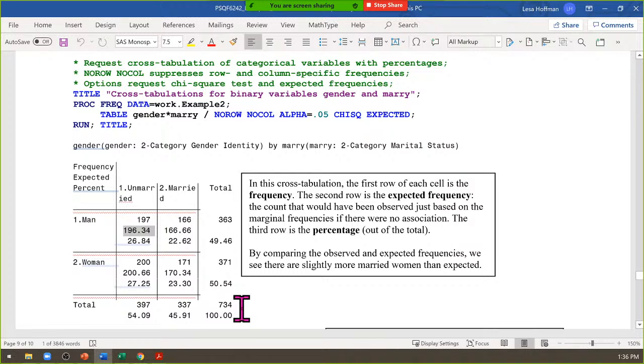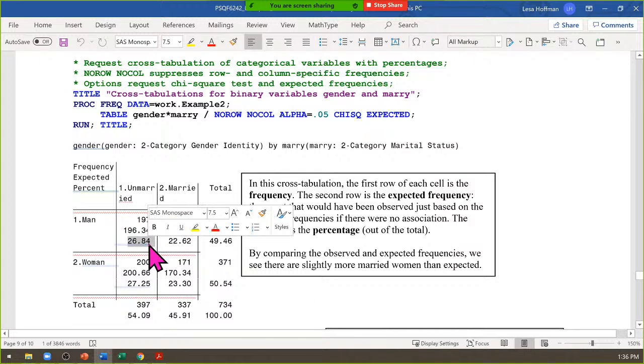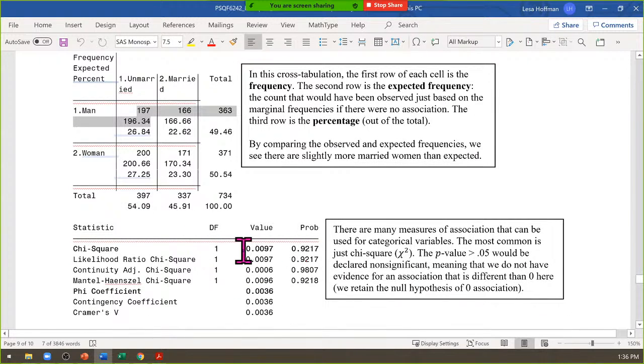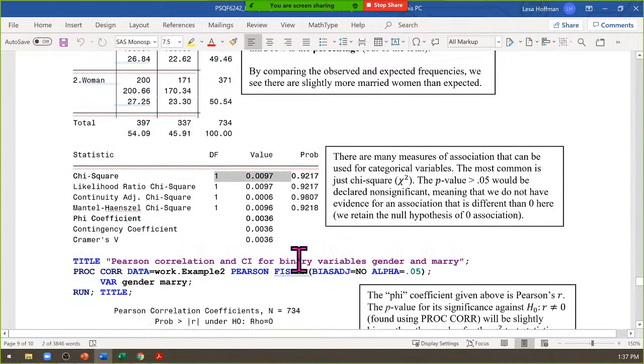I'm not sure how to think about fractional people, but the fact that these are fractions should clue you into the fact that there's some sort of expectation. I did not have 196.3 people in that category. The percentages are given underneath. If I take how far off each of my cells is, observed minus expected squared, divide by expected, and add that up across all 4 cells, I end up with my chi-square value right here. It gives you all kinds of measures of association. Regular old chi-square is the one we're going to pay attention to, and the value of that test statistic for this contingency table is 0.0097.